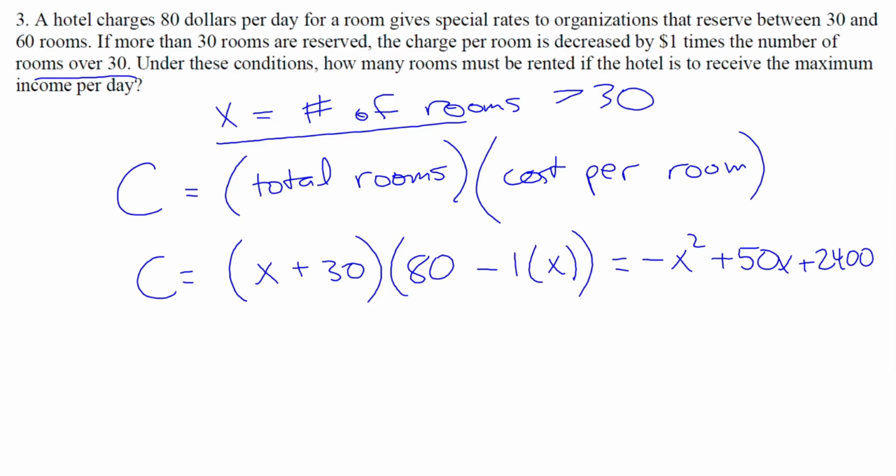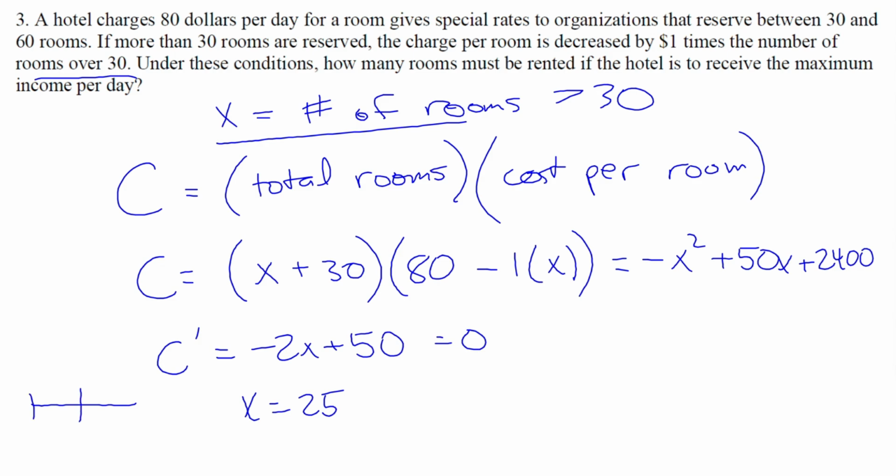Then all we have to do from there is find c prime. C prime is going to be negative 2x plus 50, right? That's only going to equal 0 when x is equal to 25. We want to make a sign chart just to confirm that. With c prime, if we put in something more than 25, like a billion, we're clearly going to get a negative. And if we plug in something like 2, we're clearly going to get a positive. So the function increases, then decreases. So cost is at a maximum when x is 25.